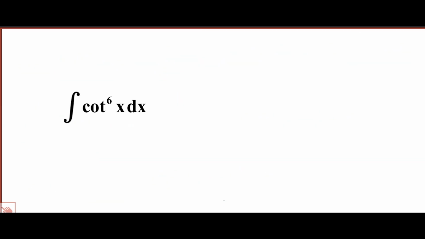The integral of cotangent to the sixth power is solved in the same way, so I will leave it to you as a practice problem. In the next video, we will talk about the integral of odd powers of tangent and cotangent.